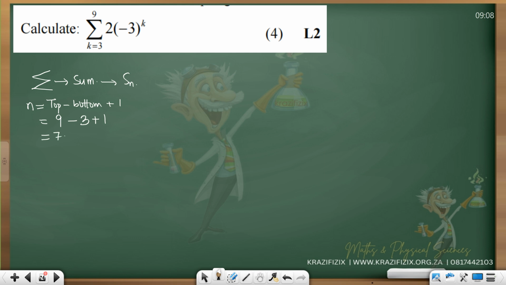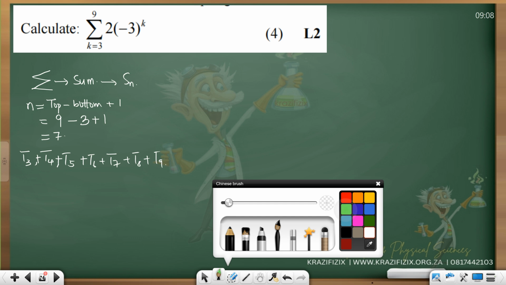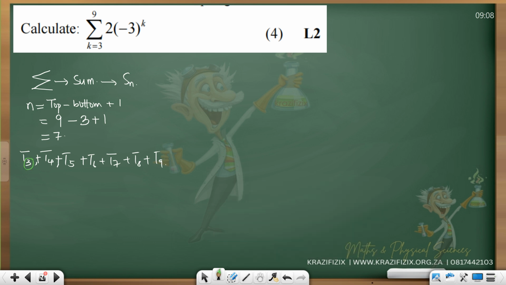And I showed you why this is correct. Look at this. Why is this correct? If I have T3, because I'm starting from position 3, T4, T5. So basically we're doing this. T6, T7, T9. It means we start from 3 and end at 9. But how many terms are here? 1, 2, 3, 4, 5, 6, 7.